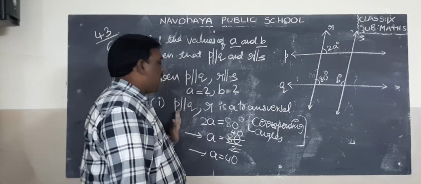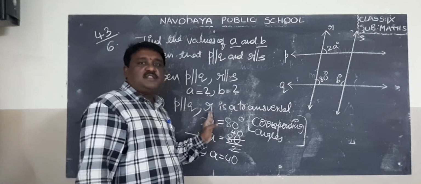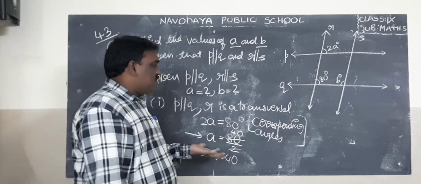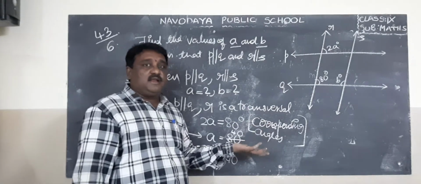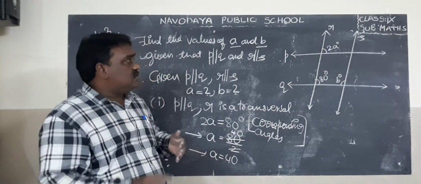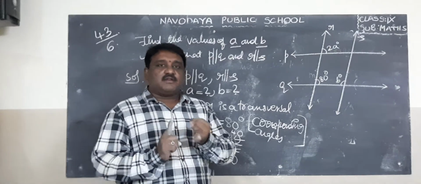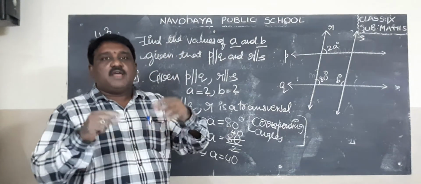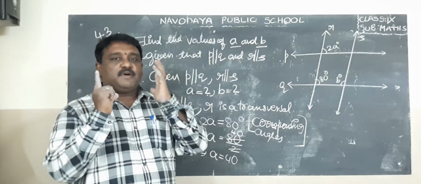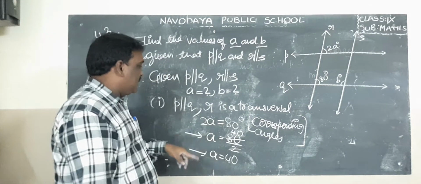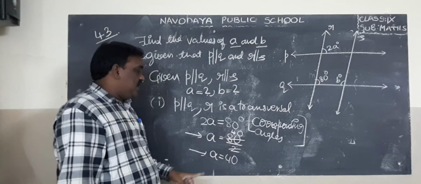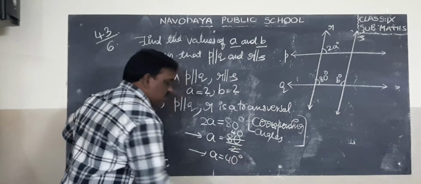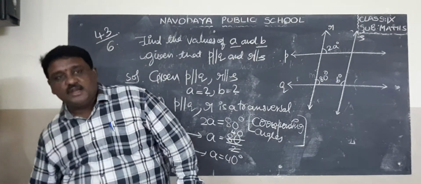Again see, P parallel to Q. R is a transversal. Then 2a and 80 both are equal. Why are they equal? Because they are corresponding angles. How is it known to you? Because one is an exterior angle, the other one is an interior angle. They lie on the same side of the transversal. They are not adjacent. So such types of angles are known as corresponding angles. 2a equal to 80, a equal to 80 by 2, a equal to 40 degrees. So a value is completed. Then find out b value.